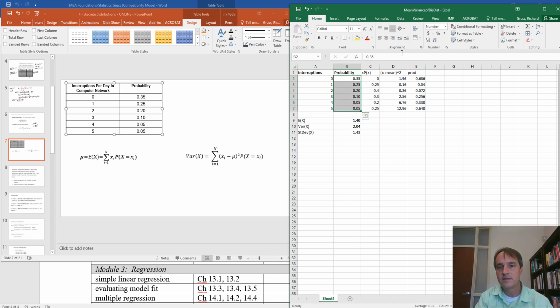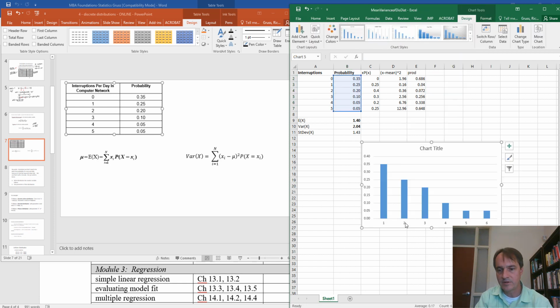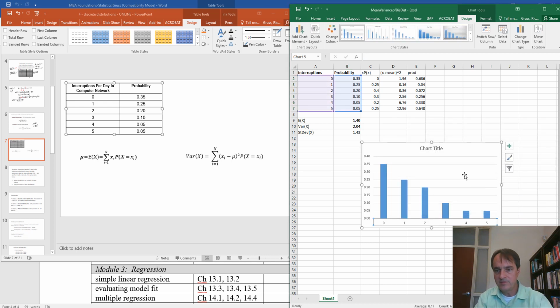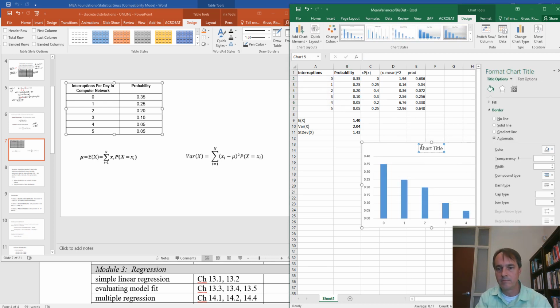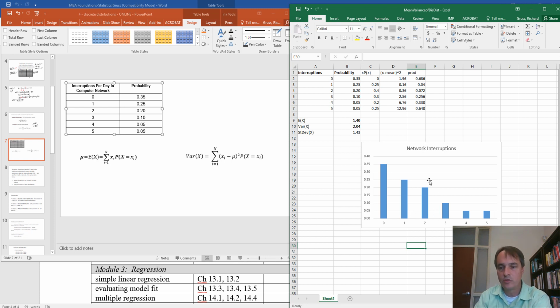I will select this and then okay, make this chart. Now these labels aren't correct, so I'm going to right click and select the data that actually goes there. Okay. All right. So this is what it, well, okay, call this network interruptions. Okay, so we see that this is not normally distributed. It's not shaped like a bell curve.